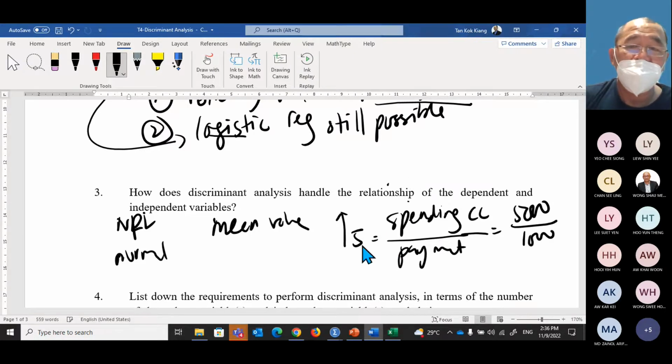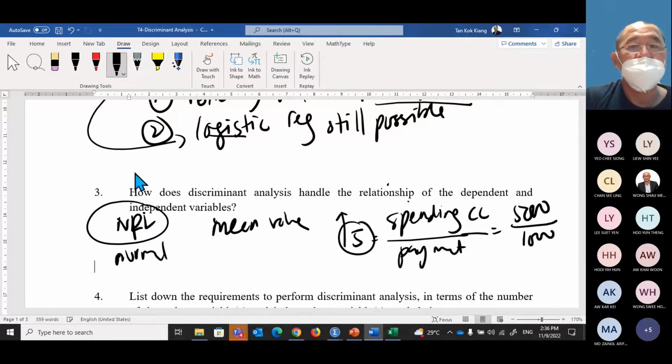So let's say this value is higher, the mean is higher, therefore most likely it will fall into this category. This is one example.